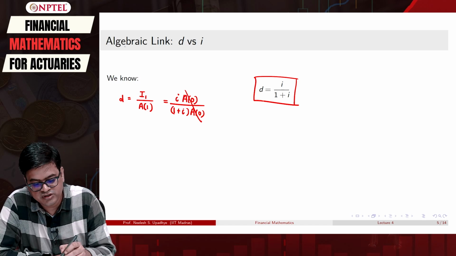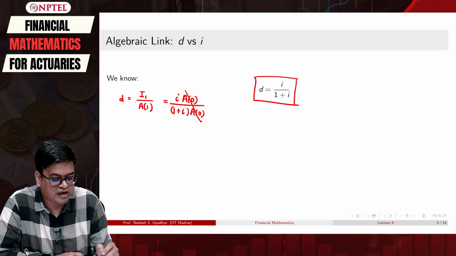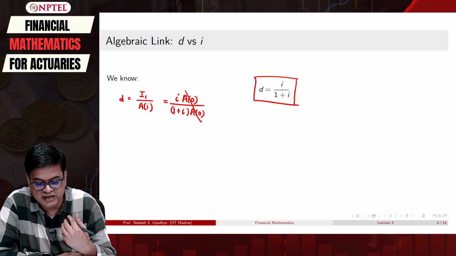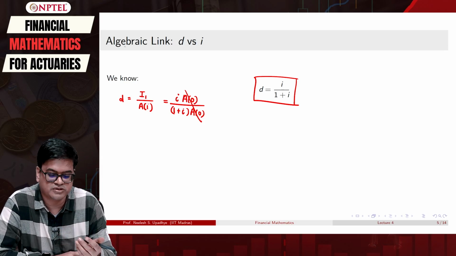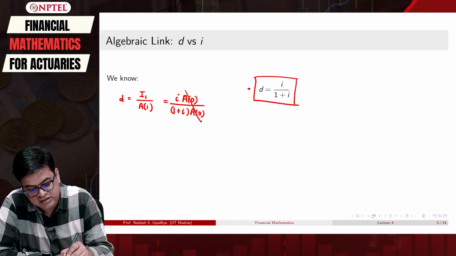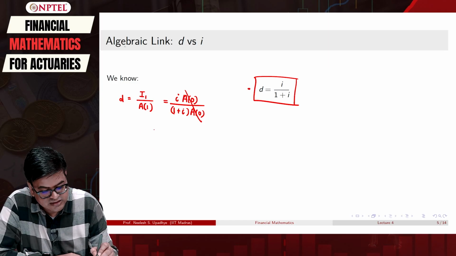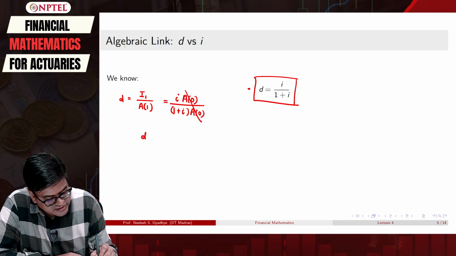So let us explore this link between D and I. Right now, I have just derived the formula for D in terms of I. It will be interesting to have a formula for I in terms of D. How can I do that? Can I do that using this particular identity? The answer to that is yes. And how can I do that? So essentially, you look at this identity, it has I at two places.